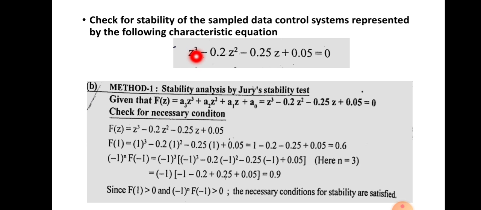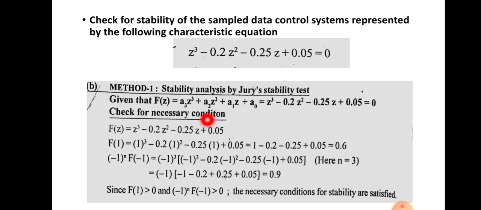and corresponding to order 3, the equation for f of z is a3 z cube plus a2 z square plus a1 z plus a0. That is the general form for the characteristic equation. So that will be equal to 0. So in this you can find a3 is equal to 1, a2 equal to minus 0.2, a1 equal to minus 0.25, and a0 equal to 0.05. So by comparing you can find these coefficients.